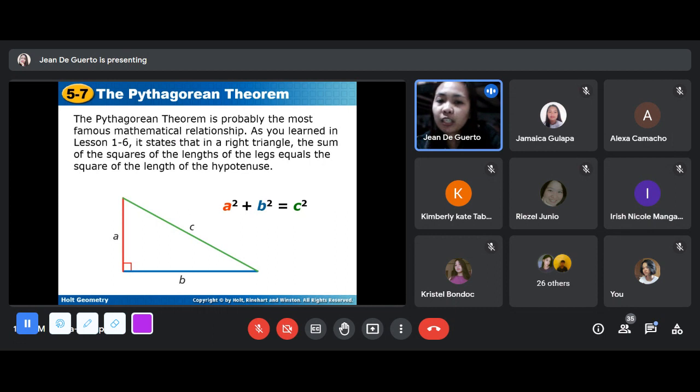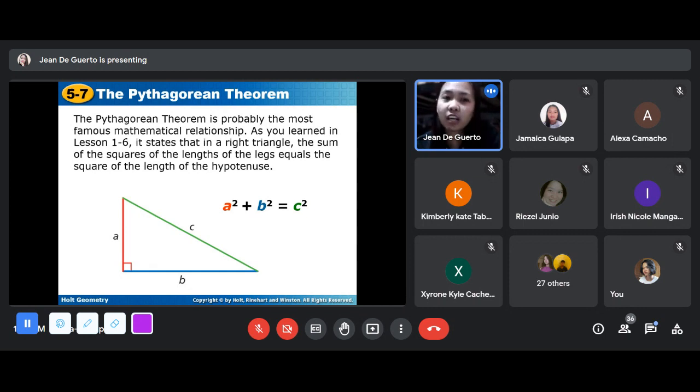So etong formula dito na a square plus b square is equal to c square, ito yung tinatawag na Pythagorean theorem. So ayan o, sabi dito, in a right triangle, the sum of the square of the lengths of the legs, a square plus b square, is equal to the square of the length of the hypotenuse, which is c. Okay, so take note, a and b are the legs. So pwedeng mag-interchange yan.